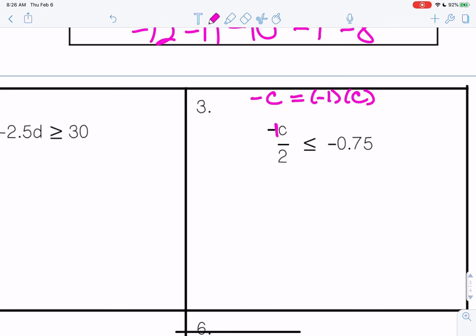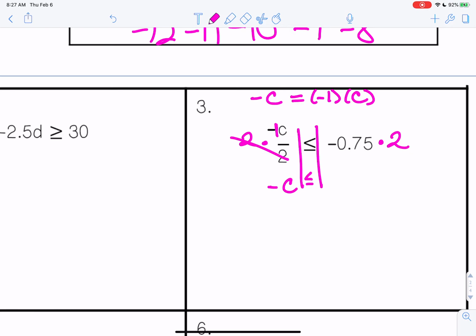Now we just solve it like normal. So I'm going to draw my river. It's negative 1C divided by 2. So I'm going to multiply by 2, which would be the opposite. The 2's cancel out, and I get negative C is less than or equal to. Remember, that sign does not flip because we did not divide by a negative. That 2 is a positive, so we're not flipping the sign yet.